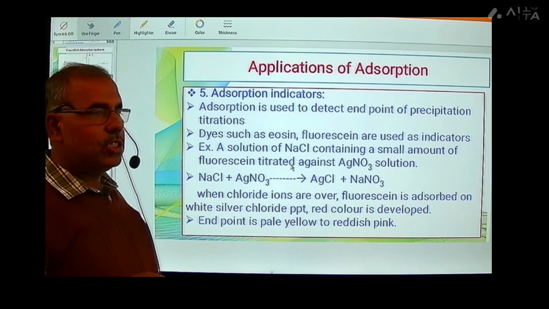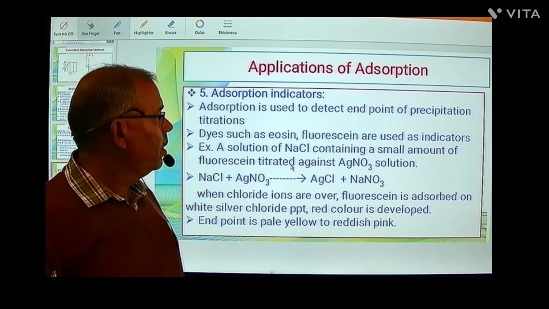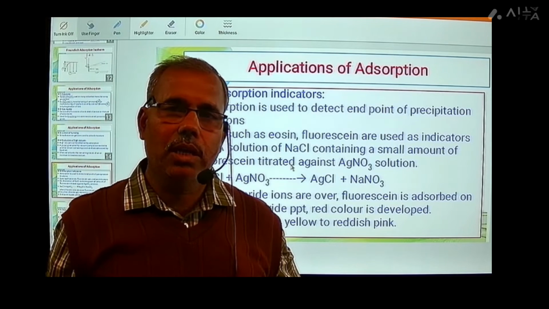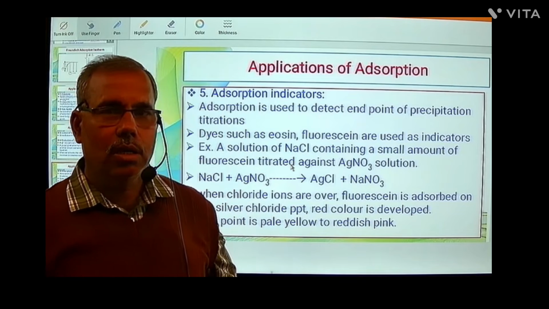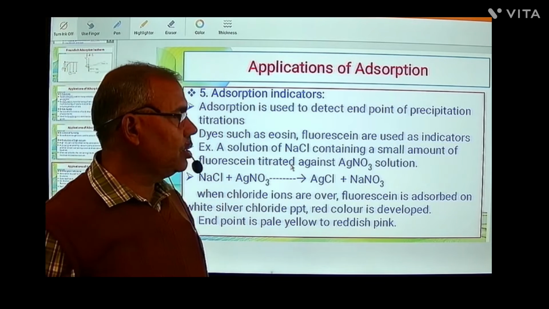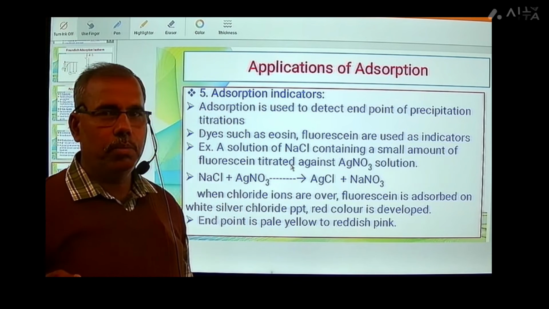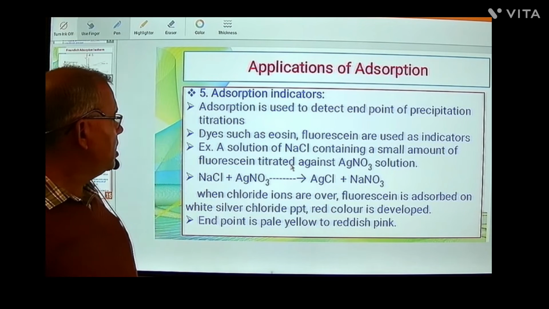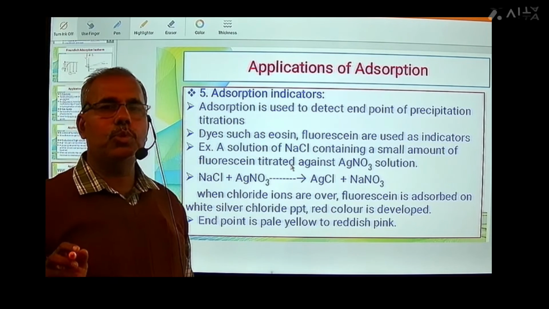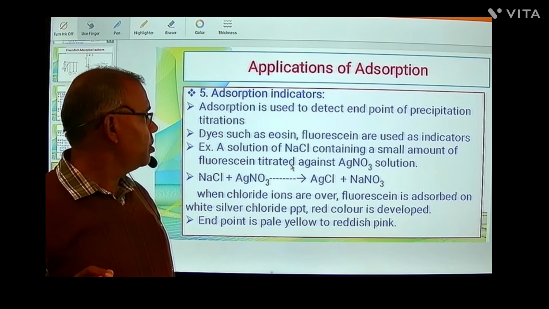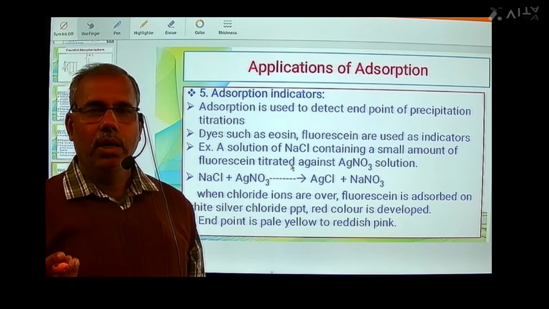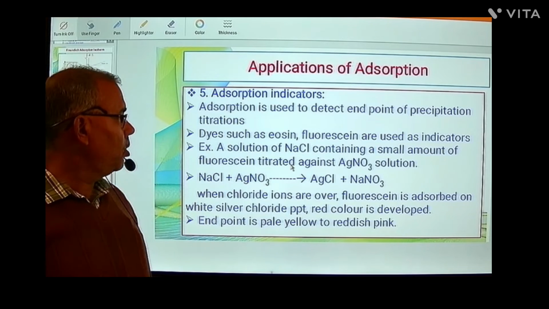Dyes such as eosine and fluorescein are used as indicators. Now in titration, which dyes or colors are used? Dyes such as eosine or fluorescein are used as the indicators. An example is given here: a sodium chloride (NaCl) solution containing a small amount of fluorescein.